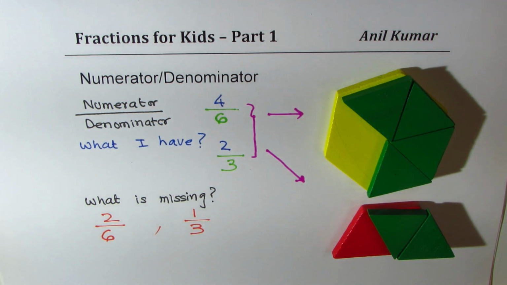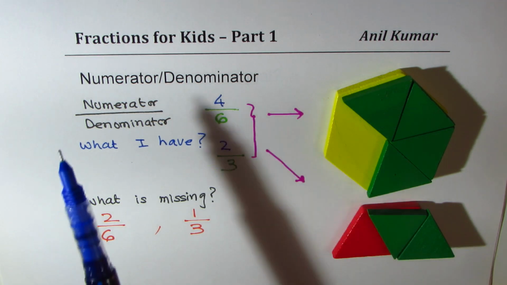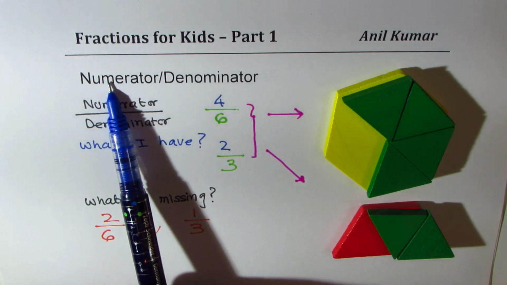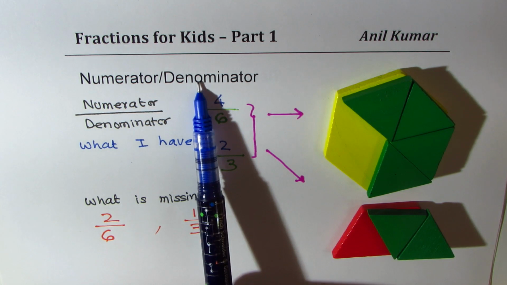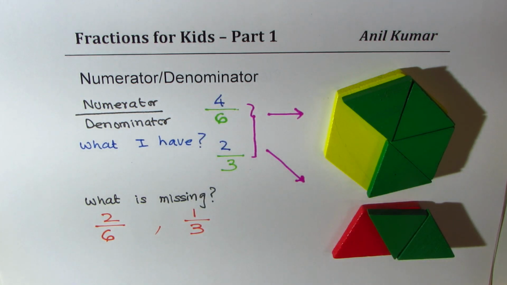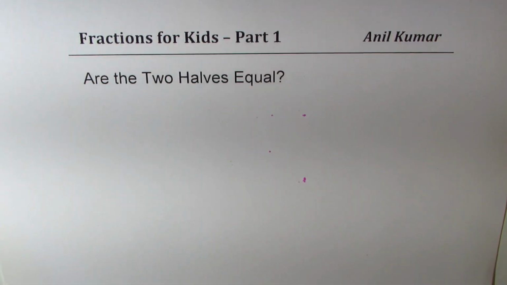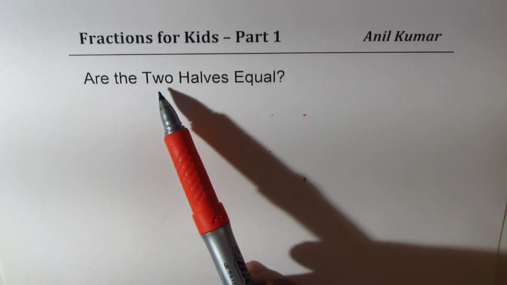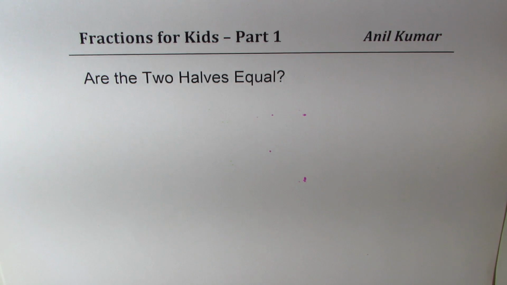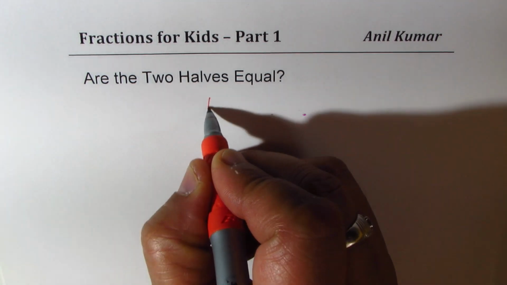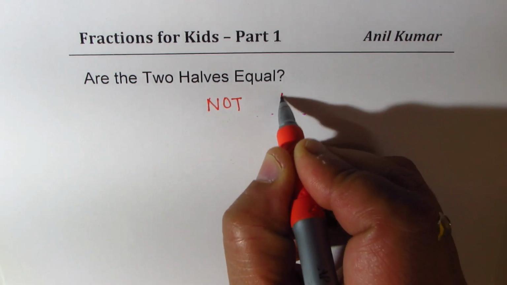So I hope you are now very clear what to write in the numerator and what to write in the denominator to represent missing or what we have as fractions. Clear? So let's move on and take up some more examples. Now here is another question for you: are the 2 halves equal? What do you think? Well, the answer is not always.